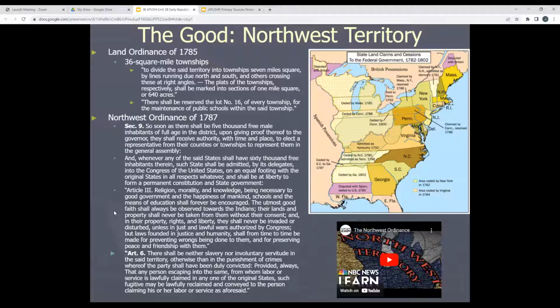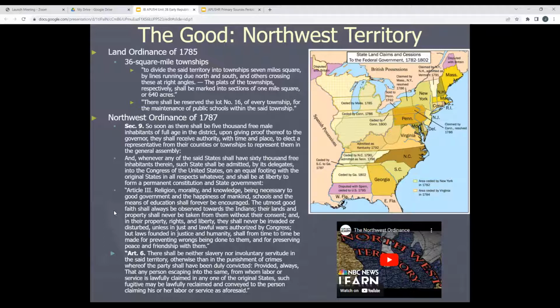And then comes Article 6. There shall be neither slavery nor involuntary servitude in the said territory. Well, that seems pretty progressive. And wow, hold on. We have some questions. Where does this come from? Why would they even include this in the article?